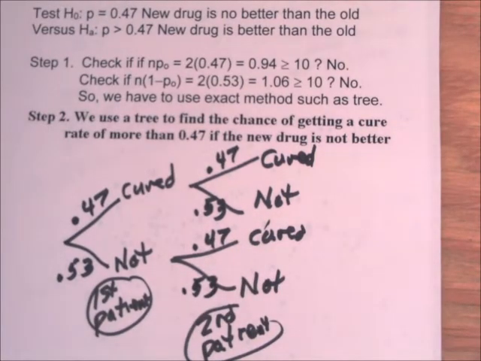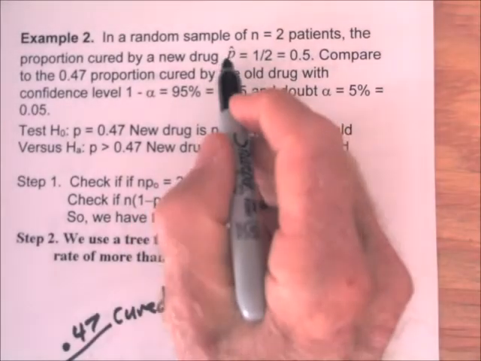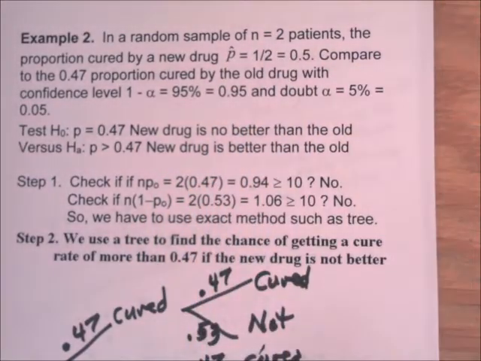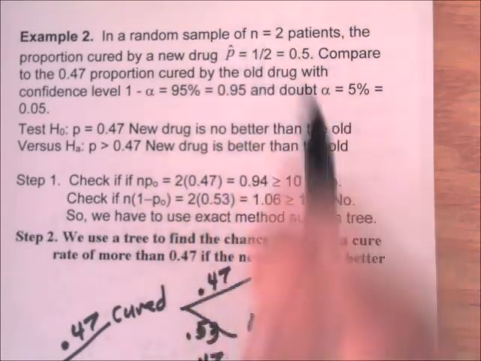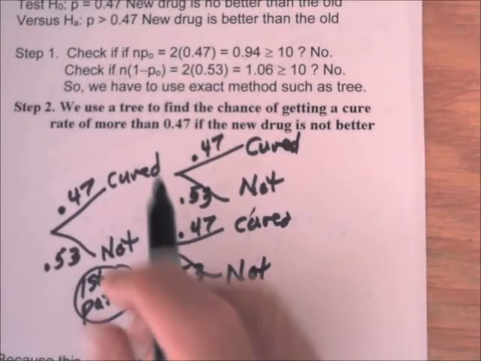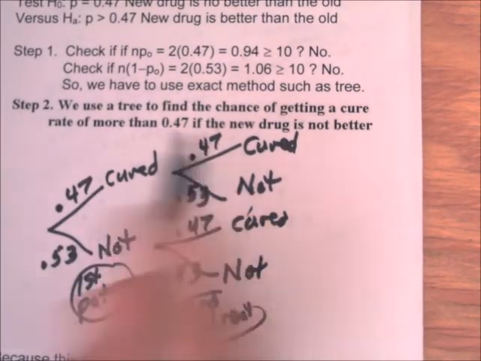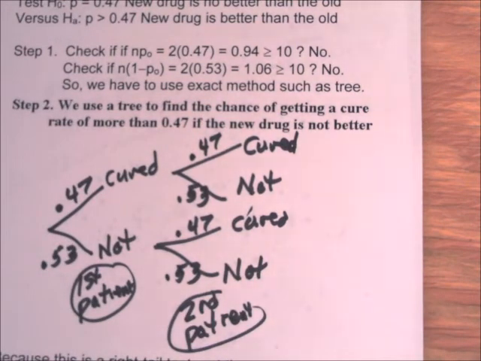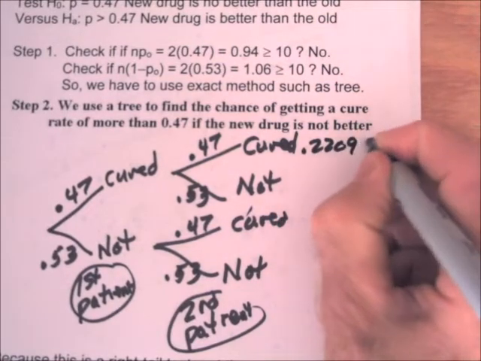Okay, so we're interested in the paths where at least one of the two were cured, because that's our p-hat. Our p-hat was 1 out of 2, and our p-value is the probability of getting a p-hat this big or bigger if H naught is true. As you go along the paths of the tree, you multiply. So it's 0.47 times 0.47, 0.2209, and that would be both cured.